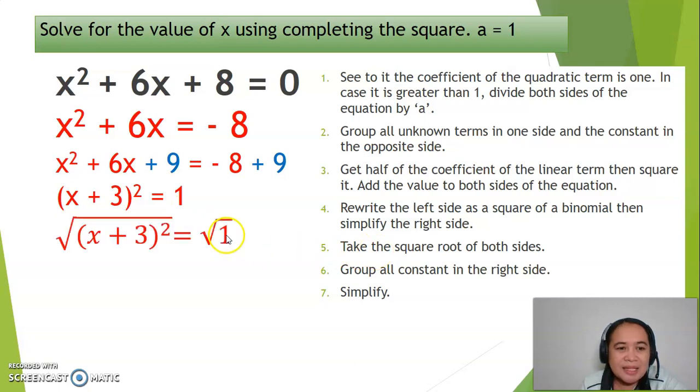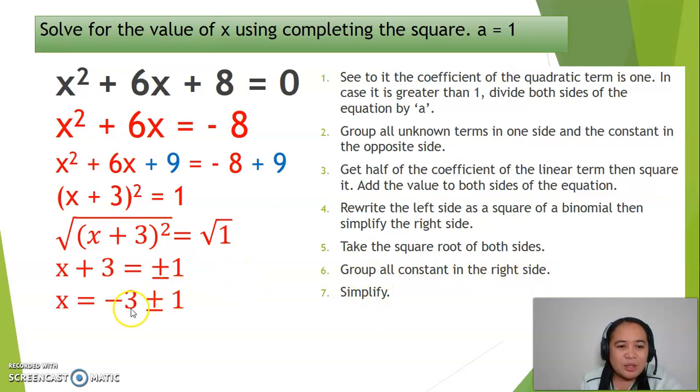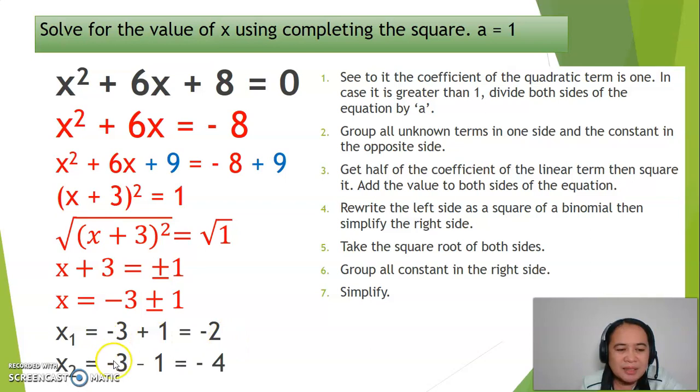Next step, take the square root of both sides. So with this, we can cancel the radical sign and the power. And the square root of 1 is plus and minus 1. So transfer 3 to the other side. So group all the constants at the right side. So you will get this one. So the first root would be negative 3 plus 1, which is negative 2. And the second root would be negative 3 minus 1 equals negative 4. So therefore, the roots for x squared plus 6x plus 8 are negative 2 and negative 4.